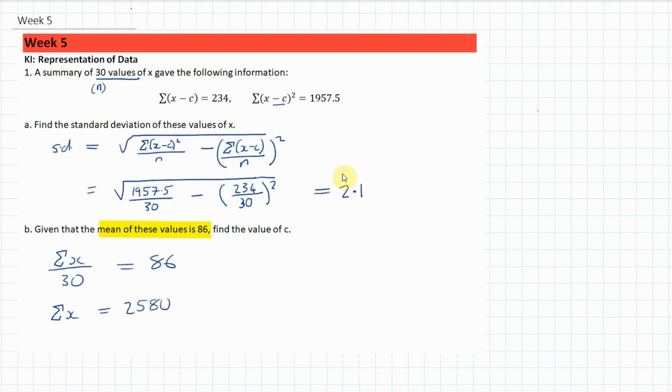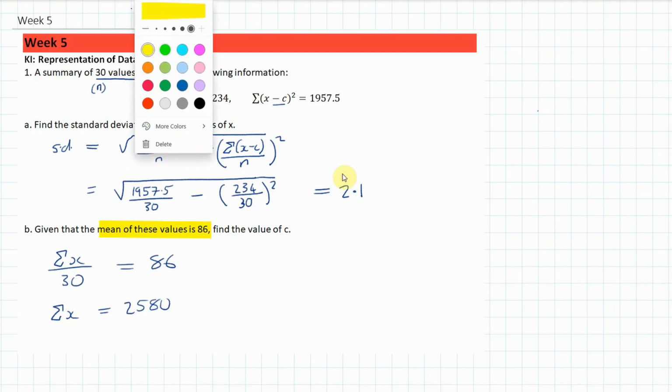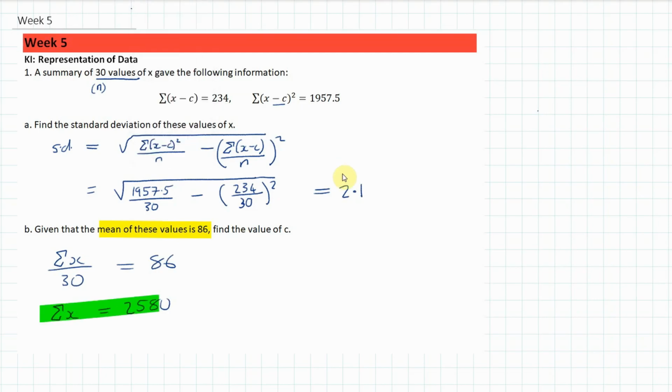Okay, now what we can do is compare this value here, the sum of x, with the sum of x minus c. And you know that we've taken away c 30 times. Why have we taken away 30 times? Because there are 30 items of data up here, and we take c away from each of the items of data. So if we take away 30c from the sum of all the x values, we should get 234.